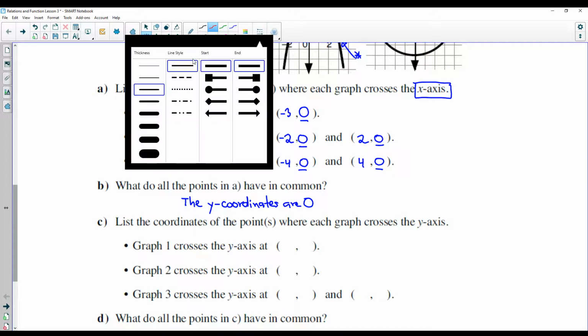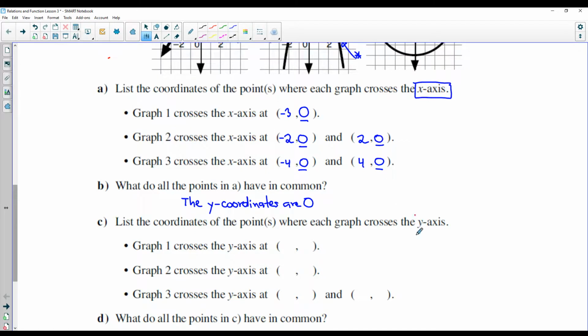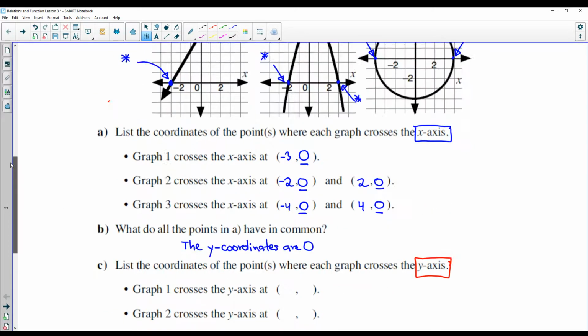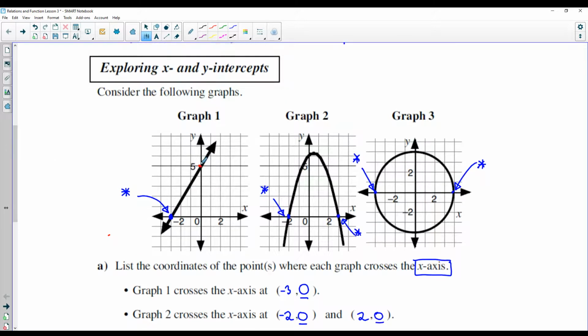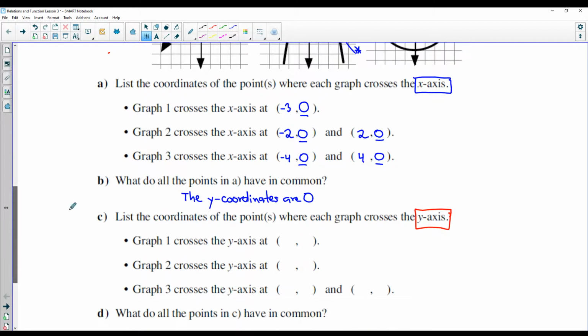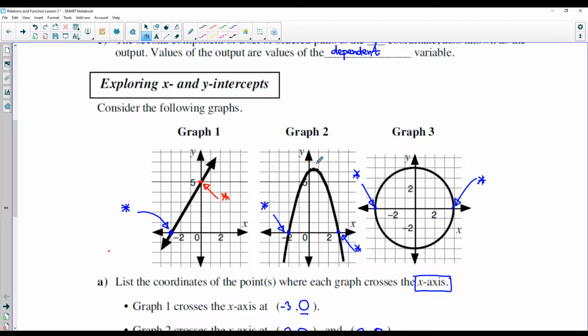Okay, I'll use a different color for this now. So let's go back up to our first graph. The graph crosses the y-axis at this point, and the coordinates of that point would be 0, 5. If we go up to the second graph, there's only one spot where this graph crosses the y-axis, close to the top of the graph, at this position. And that looks like 0, 6.